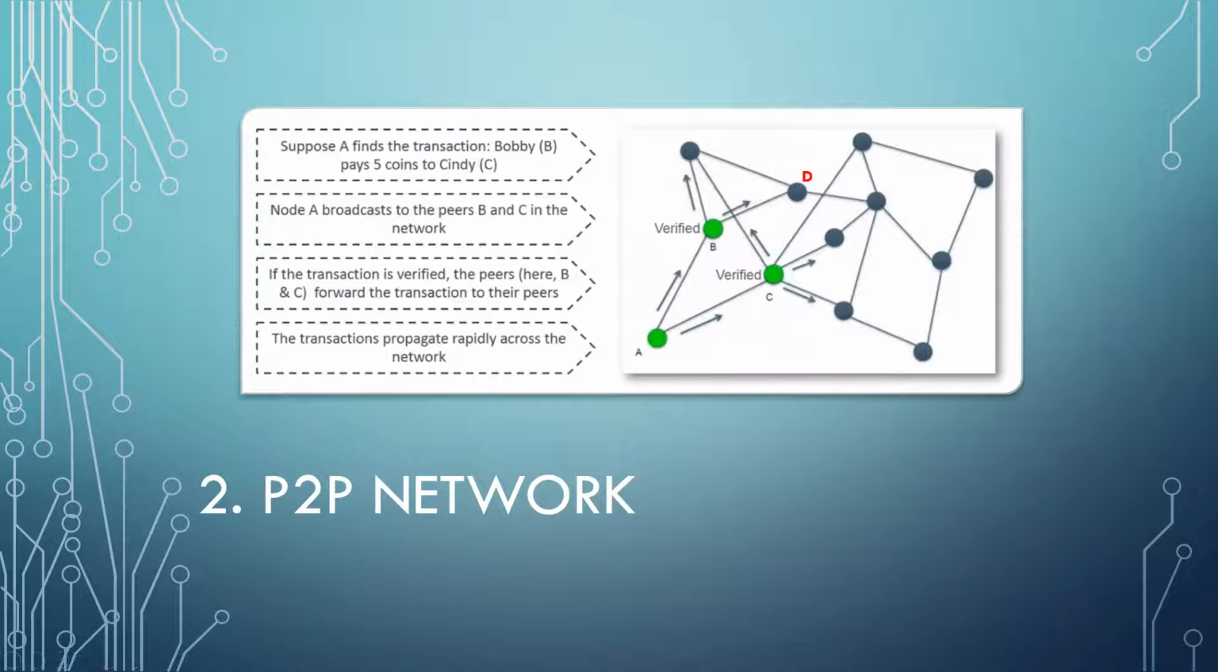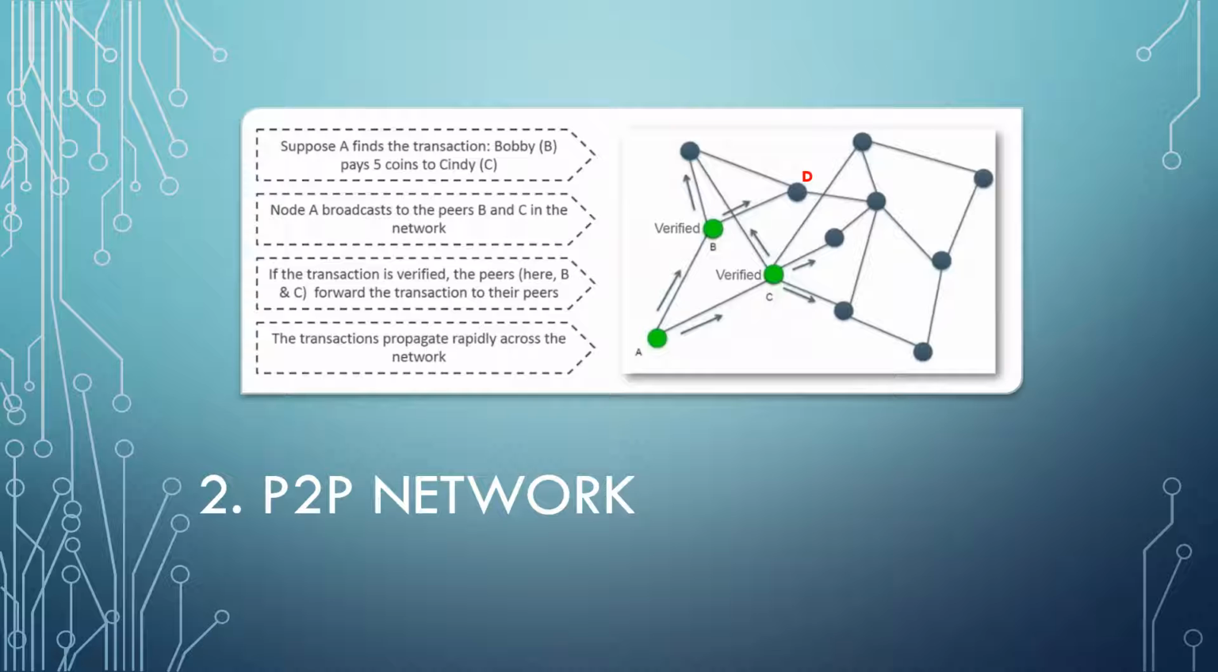The next key technology is the peer-to-peer network, or P2P network in short form. A peer-to-peer network makes use of a distributed ledger to stop data breaches. Now let's understand this with an example. Suppose A finds the transaction that B pays 5 bitcoins to C. Node A broadcasts this to the peers B and C in the network. If the transaction is verified, the peers, here B and C, forward this transaction to their peers and the transaction propagates rapidly across the network.